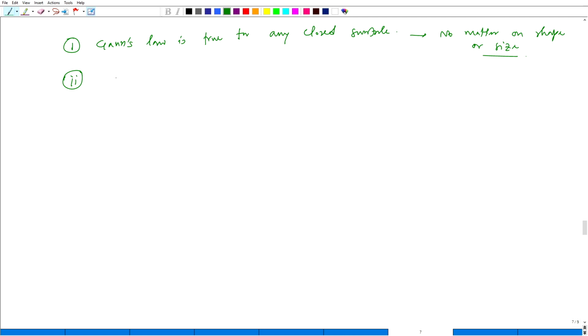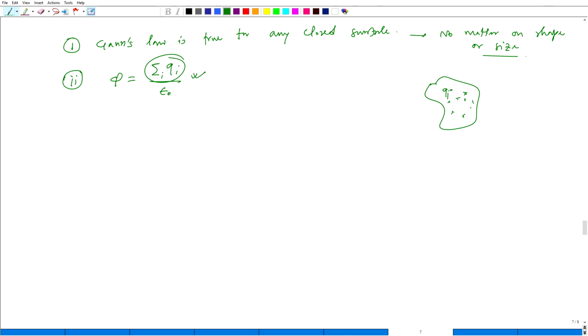The flux phi is basically the sum over qi over epsilon naught. So the surface encloses the total charge q, basically the sum over qi. If there are many charges q1, q2, q3, it is basically the sum over all the charges qi.